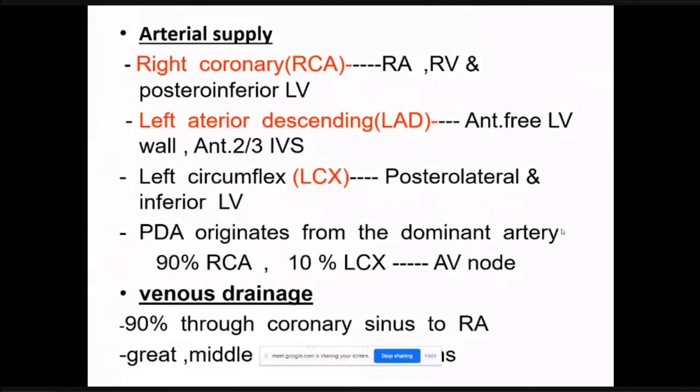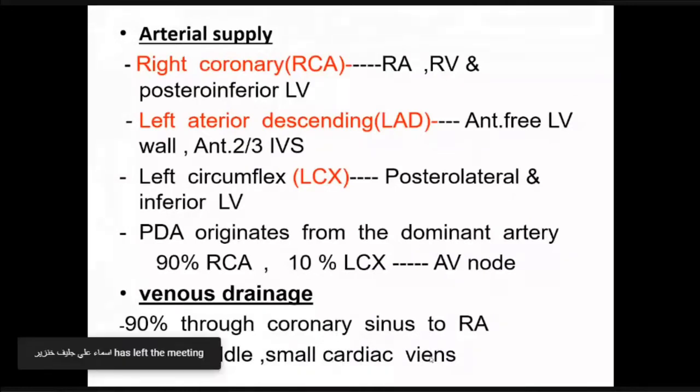What about the venous drainage? You can know that 90% of the venous drainage of the heart is coming through the coronary sinus to the right atrium. The coronary sinus will have blood from three important veins: the great, the middle, and the small cardiac veins.